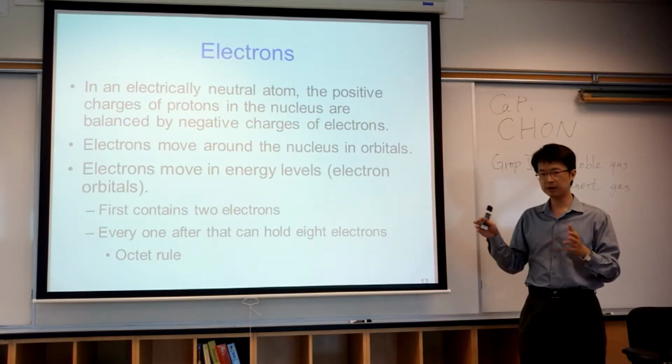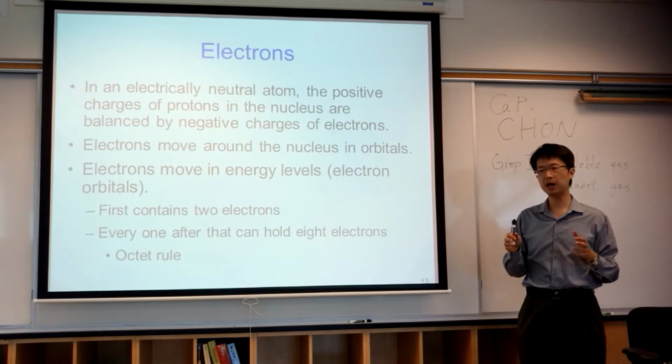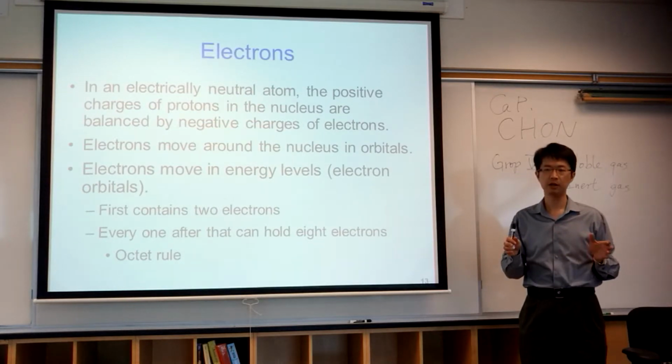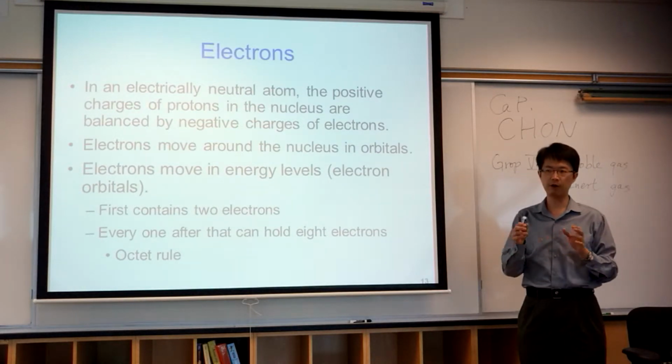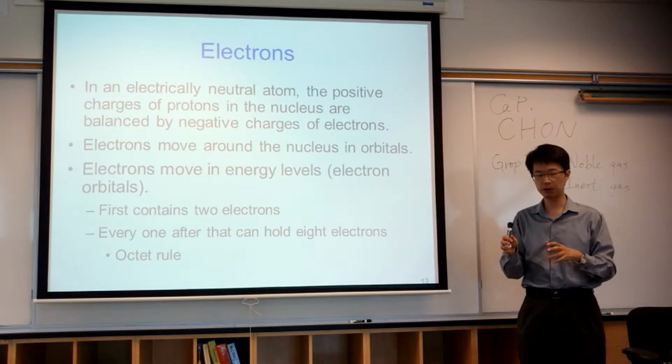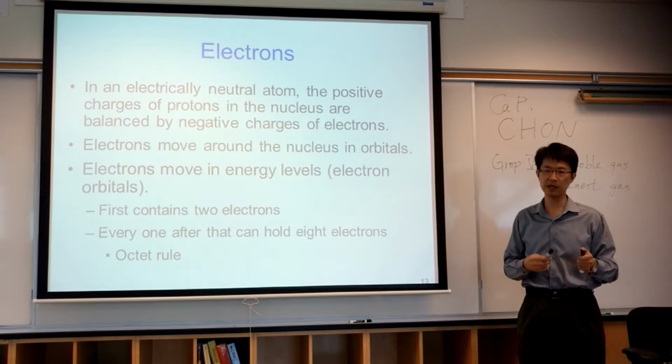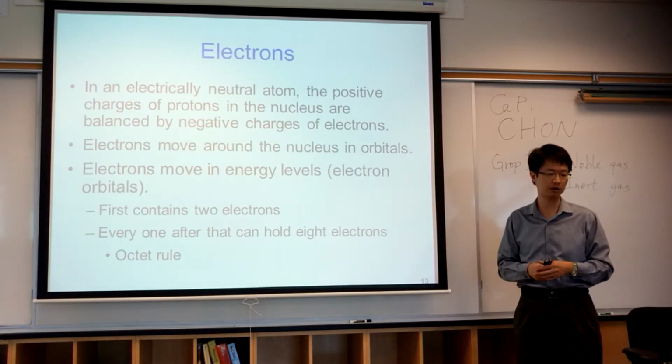Remember, the number of electrons on the electron shell determines the chemical properties. They're the ones that form the bond and break the bond. That's why we need to learn about the electron shell, because it tells you about the chemical reactions later on.